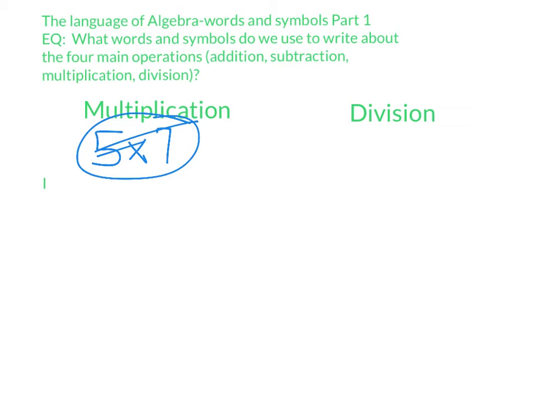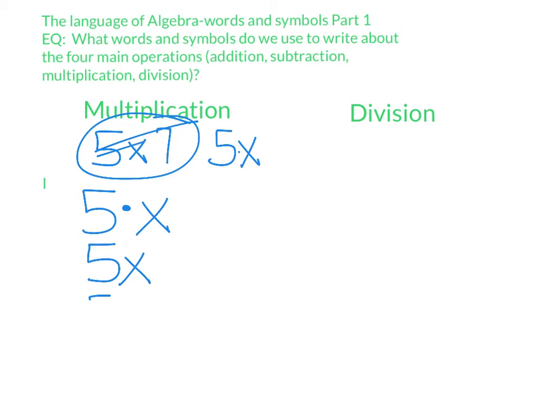As a matter of fact, I'm going to use a variable, 5 times x. We can write that 5 times x with a dot. When it's a variable, we can just smash it next to each other, and that means 5 multiplied by x. We can write it with 1 parentheses, or we can write it with 2 parentheses. All of those mean multiplication.